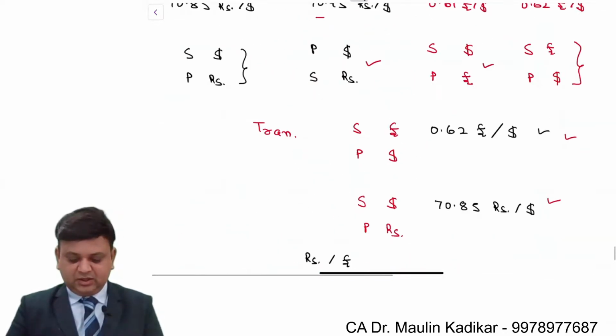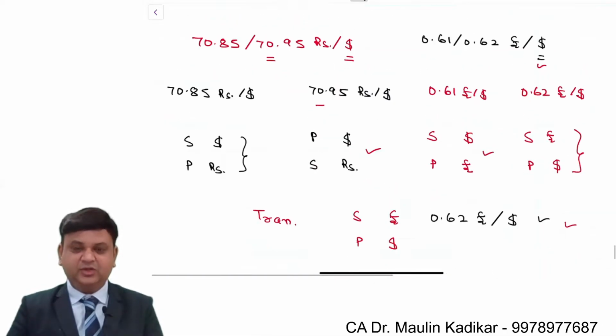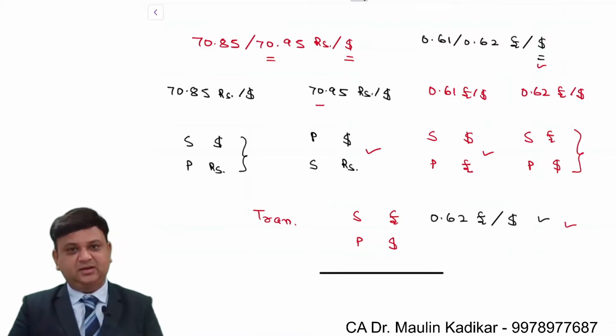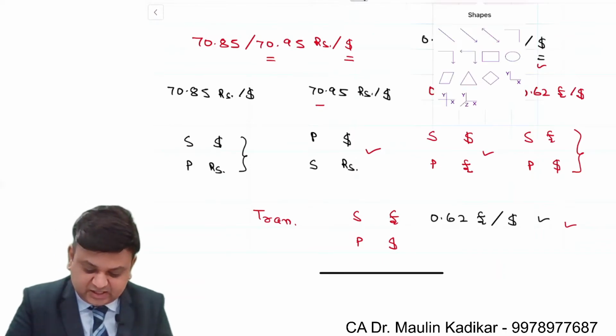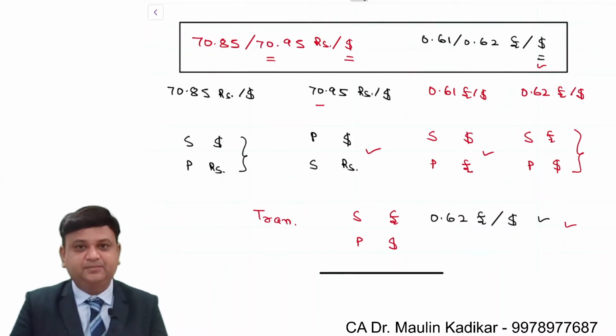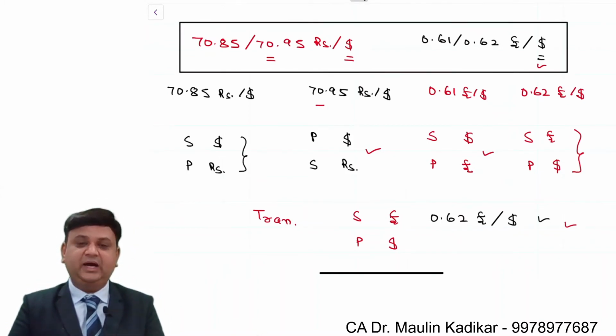Now the same answer can be done with a shortcut method. How that shortcut method is possible, that is what we are now going to understand. Of course, the shortcut method will save our time, and with that we will be able to reach the same answer. For the shortcut method, we will compute the cross currency rate directly between rupees and pound currency. That is the way we are going to have method number 2 for doing the same answer.